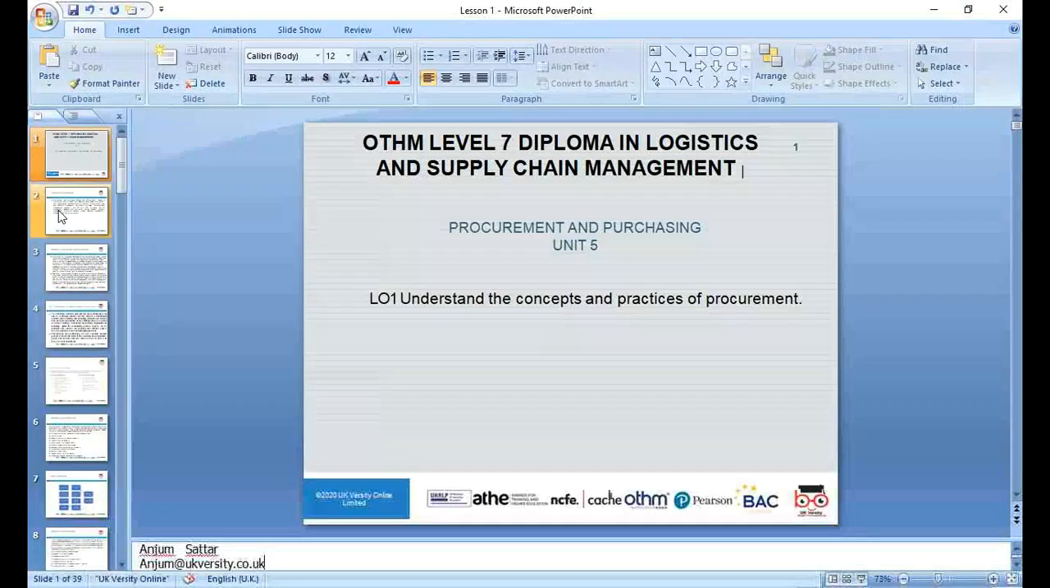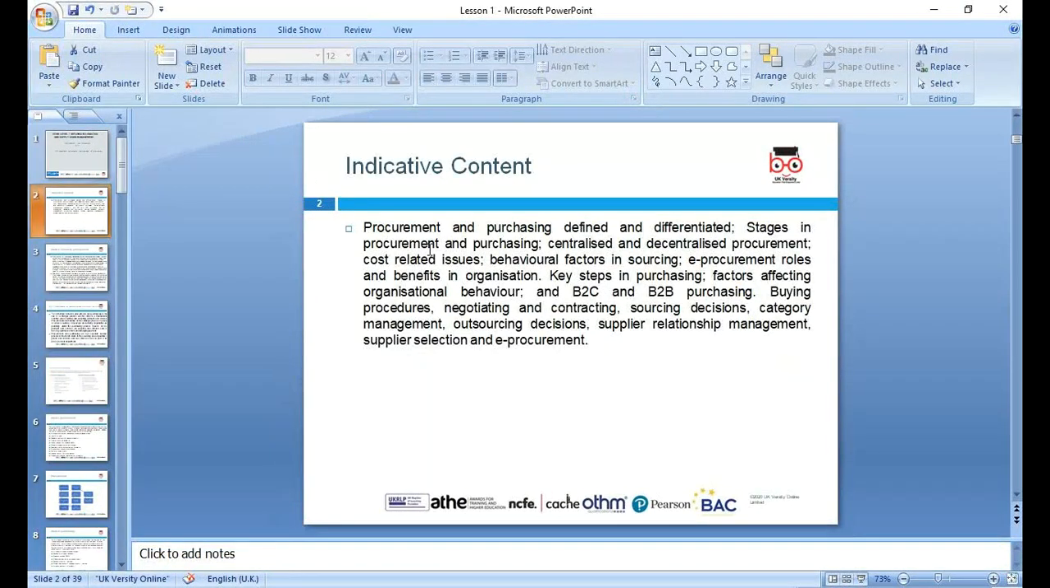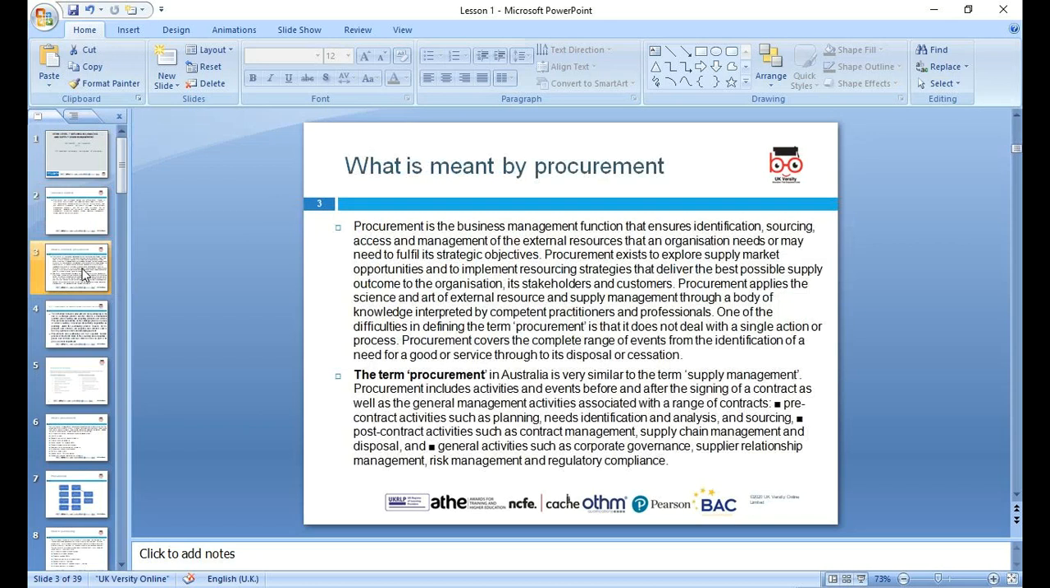Okay. So our key contents, what we're supposed to learn. Procurement and purchasing: what is the key difference? Define centralized and decentralized. Stages in procurement and purchasing, which will go through cost-related issues, behavior factors, e-procurement benefits, key steps in purchasing, factors affecting organization behavior. We'll go through business to customer and business to business. All this will be focused on in our lessons as well.